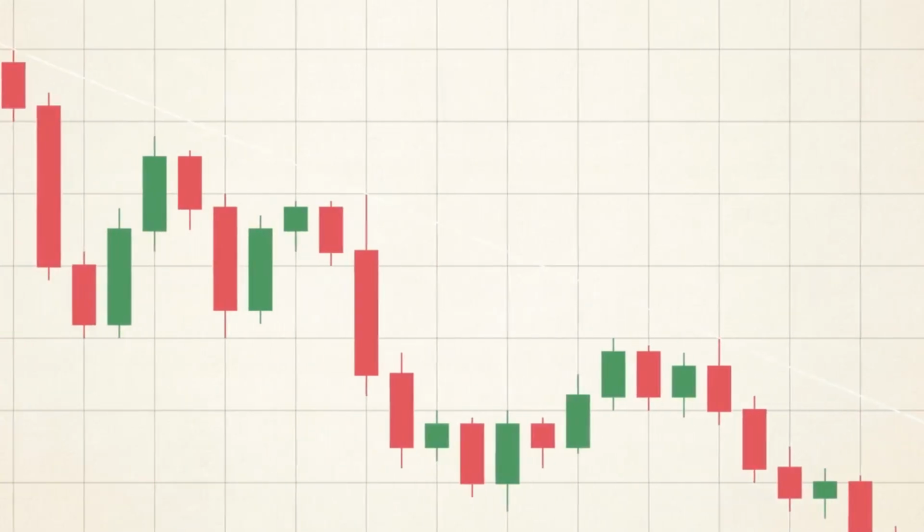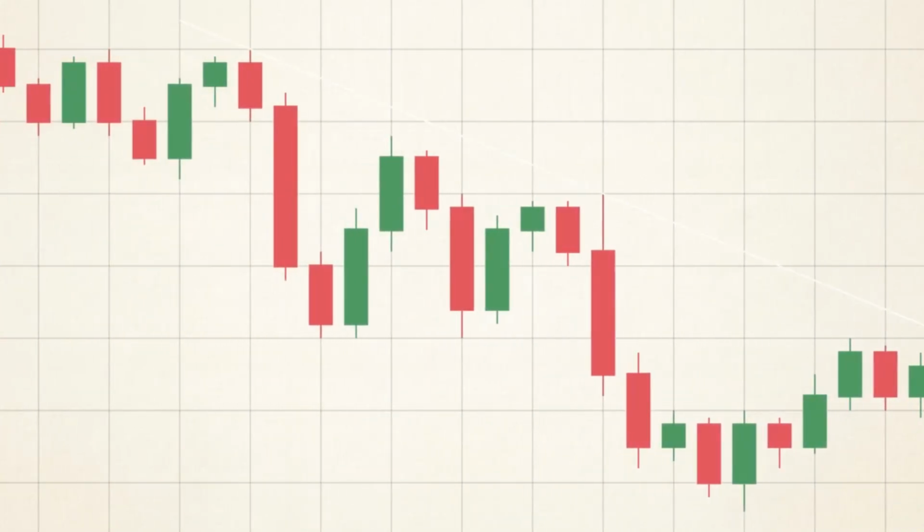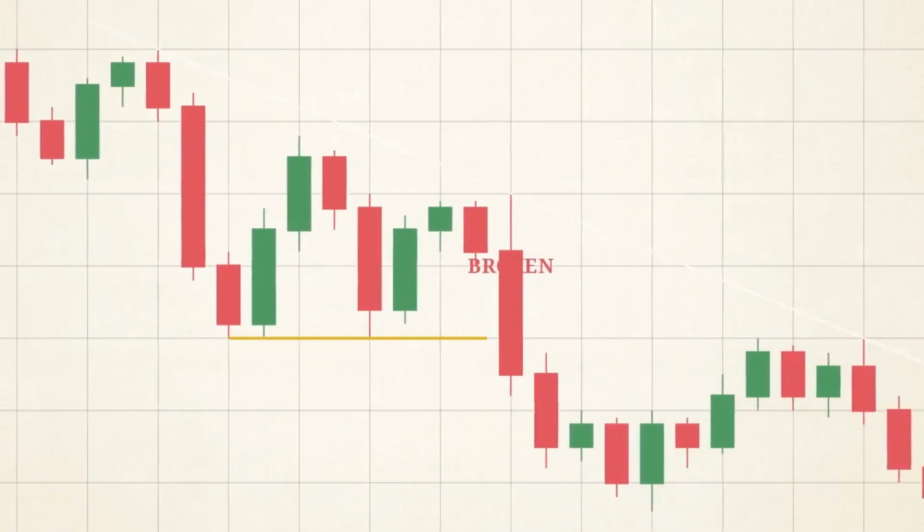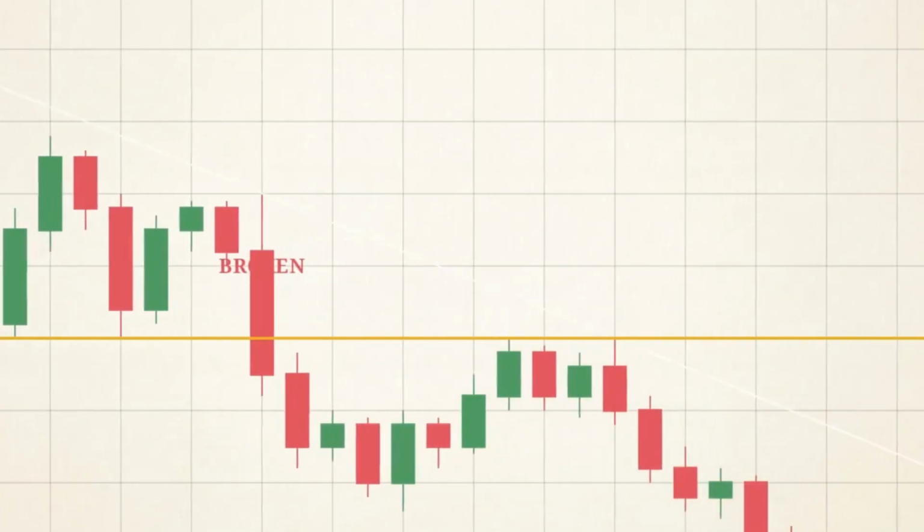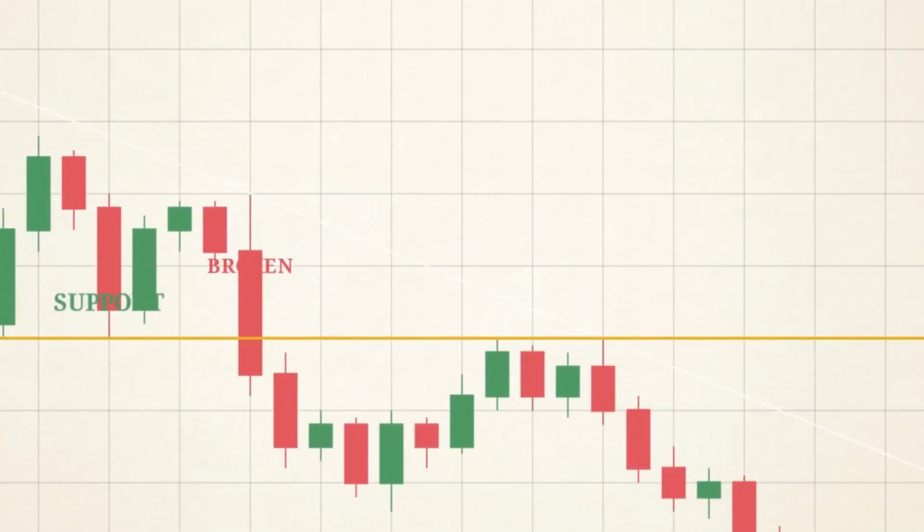Next, look left on your chart. Locate a historical support level where the price previously bounced, which has now been broken. Draw a horizontal level originating right from that broken support. In a downtrend, old support often flips to become new resistance.